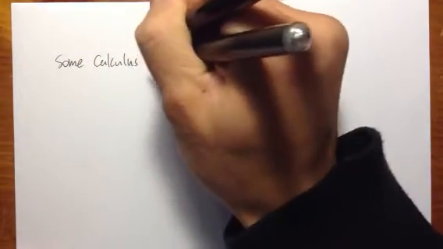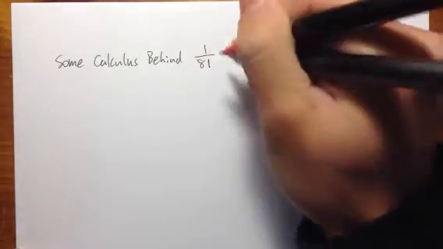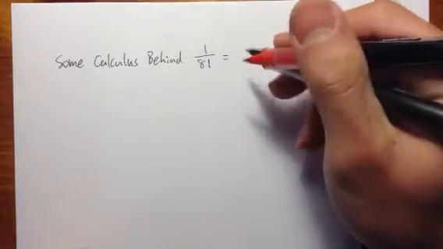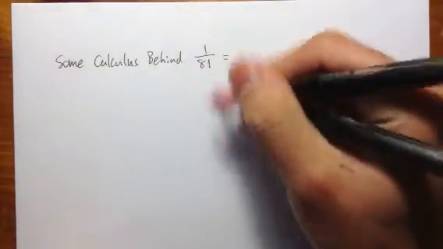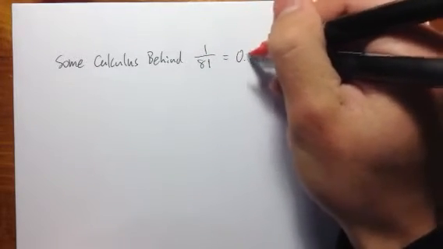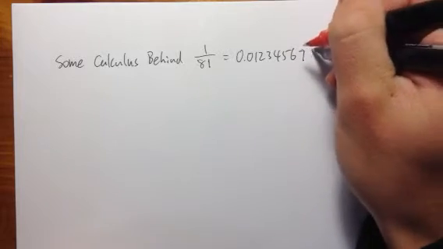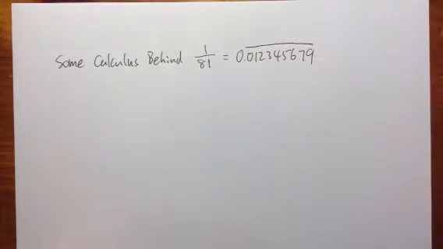In this video, I'm going to talk about the fraction 1 over 81 and some calculus behind it. I did a division problem to illustrate that 1 over 81 is equal to 0.012345679 repeating, and we'll put a bar on the top.